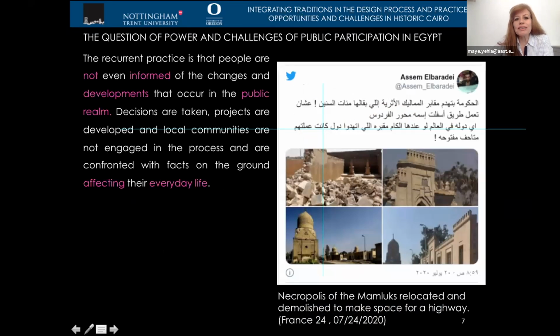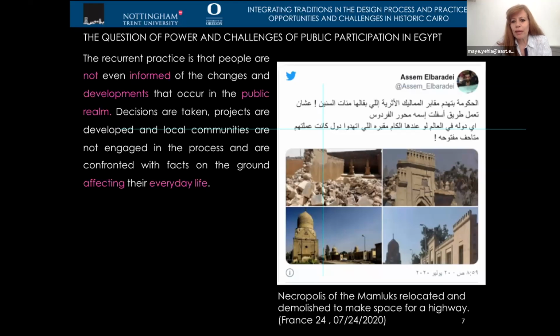So, in question of power and challenges of public participation in Egypt, the recurrent practice is that people are not even informed of the changes and developments that occur in the public realm. Decisions are taken, projects are developed, and local communities are not engaged in the process and are confronted with facts on the ground affecting their everyday life.